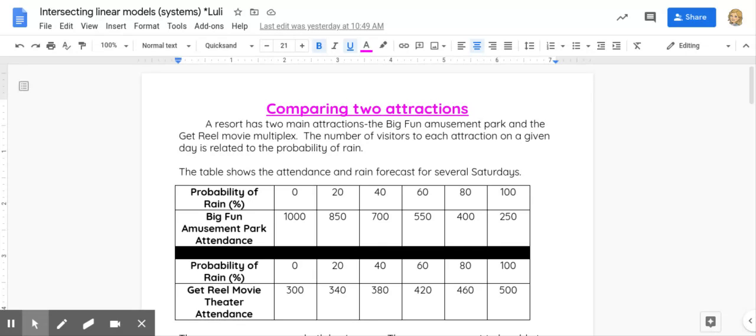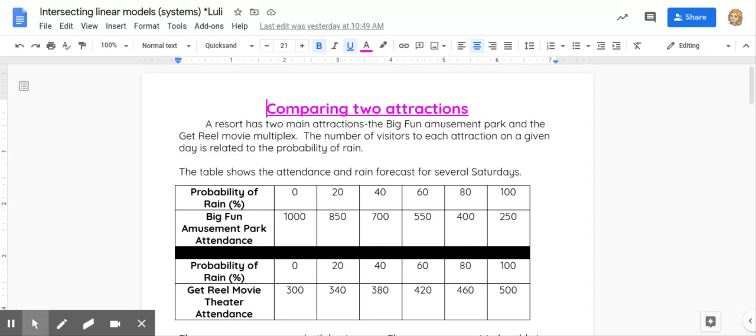So we are comparing two attractions on this doc. It says a resort has two main attractions, the Big Fun Amusement Park and the Get Real Movie Multiplex. The number of visitors to each attraction on a given day is related to the probability of rain. So the table below shows the attendance and rain forecast for several different Saturdays.